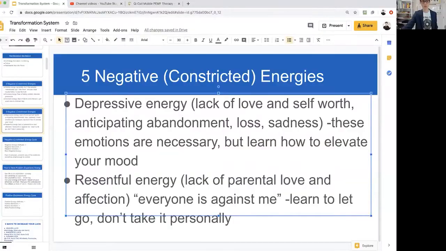Now, the final one of overcoming negative energy is resentful energy. And this usually comes from lack of parental love and affection. Feeling that everybody is against me. Okay, so who sometimes feels this? Who sometimes knows somebody who feels this, somebody who just resents everybody? They think the whole world is against them, and they feel like they're the victim all the time.